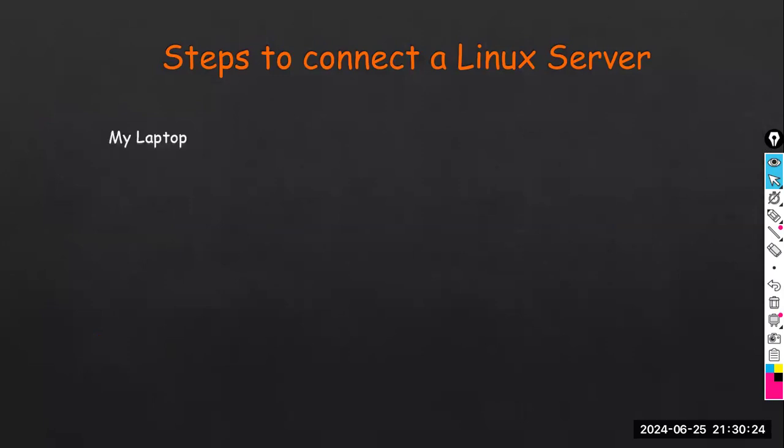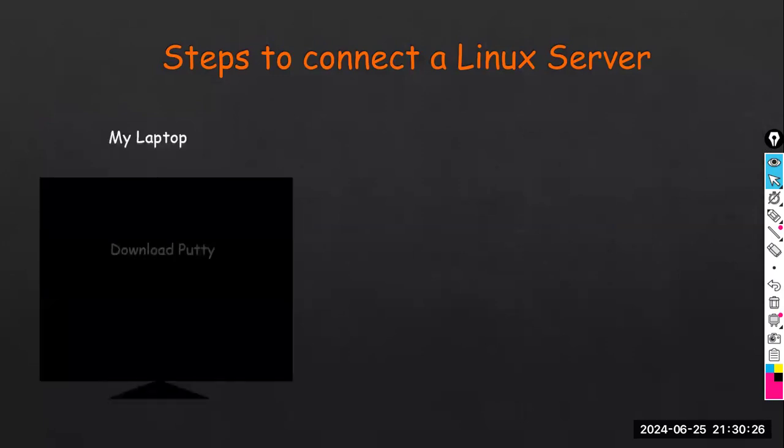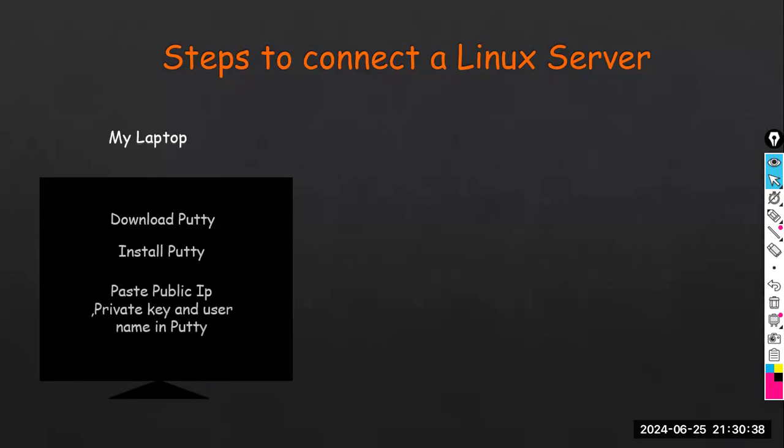First of all, from my local machine, from my laptop, I want to access a Linux server, right? So first you need to download a software called PuTTY. Then you need to install PuTTY. You need all these details to know which server you want to access.